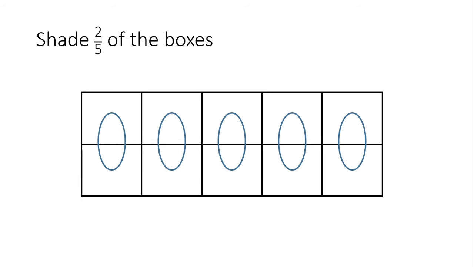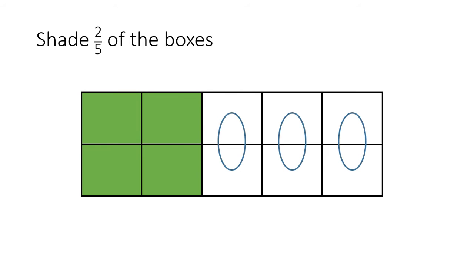And how many should I be shading in? Look at the numerator. The numerator says 2. So I should shade in 1, 2 of the groups. So let's do it. 1, 2. And the rest of them should be white. That's how you shade in 2/5 of the boxes. I don't have 5 boxes with 2 of them colored in. I have 5 groups of boxes with 2 of them colored in. Another example.